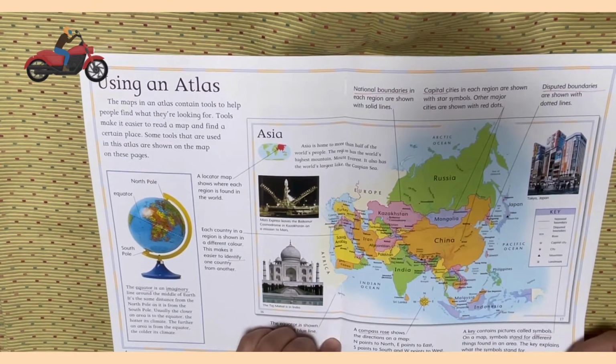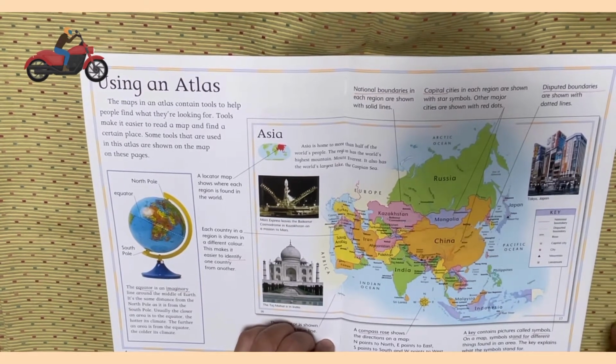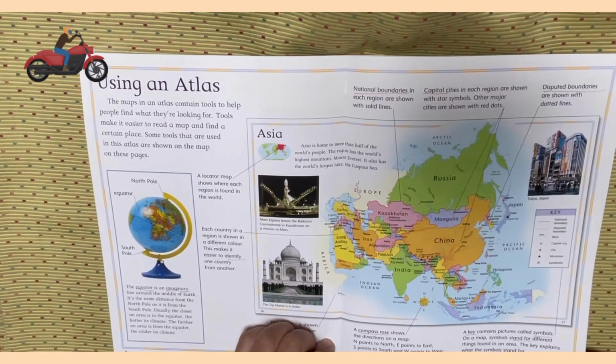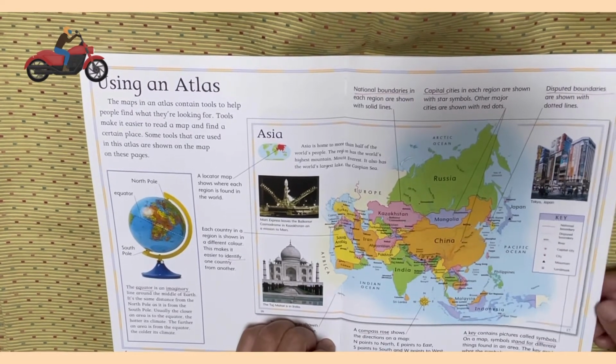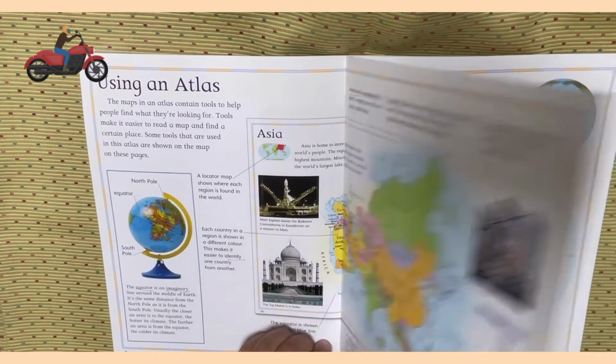A compass rose shows the directions on a map. N points to north, E points to east, S points to south, and W points to west. A key contains pictures called symbols. On a map, symbols stand for different things found in an area. The key explains what the symbols stand for.